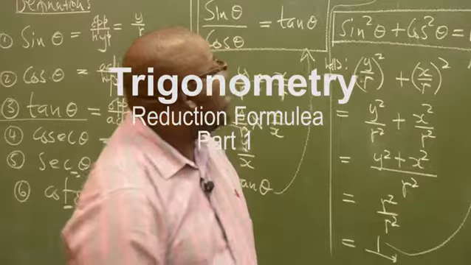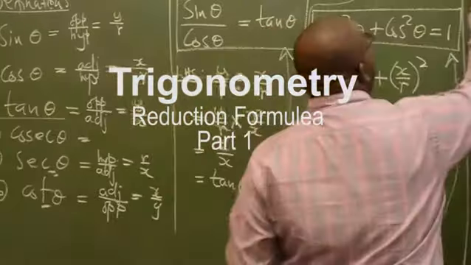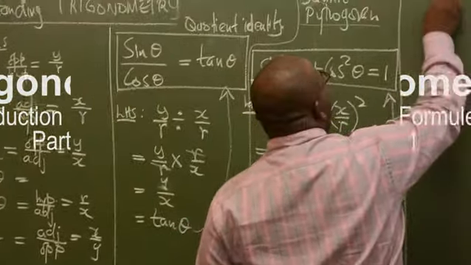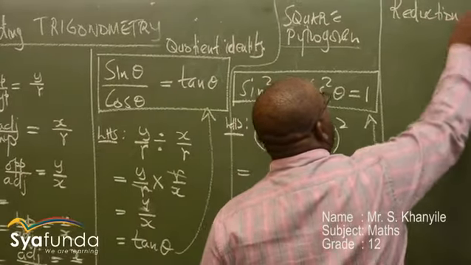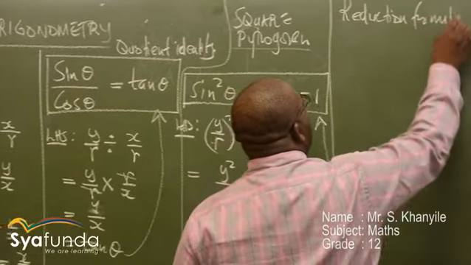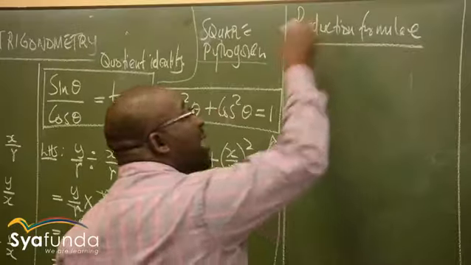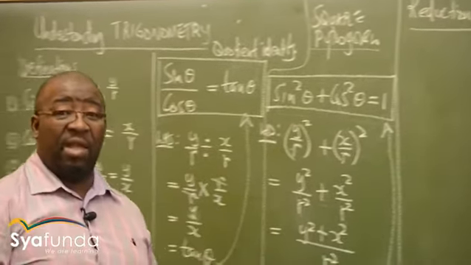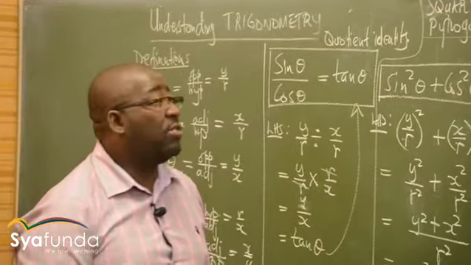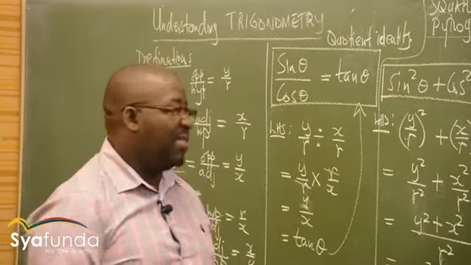Right, we move on to another subsection in trigonometry, esibiza ngokuthi reduction formulae. Nechaza igama reduction, we're going to reduce a big angle into a small angle, preferably an acute angle, preferably a special angle. That's another topic.